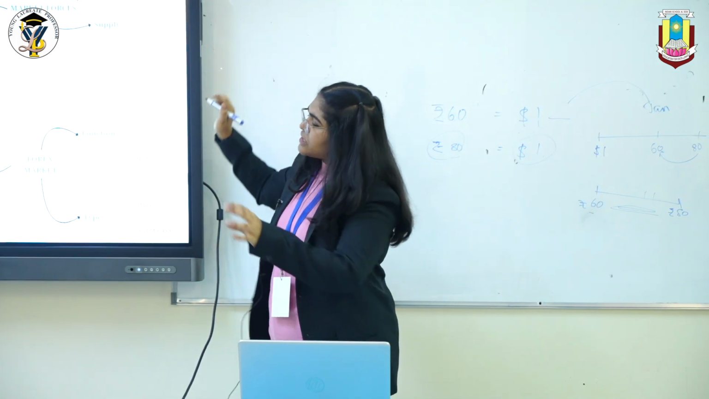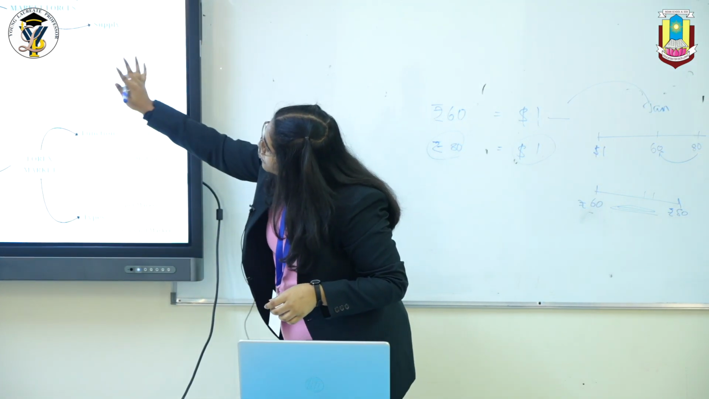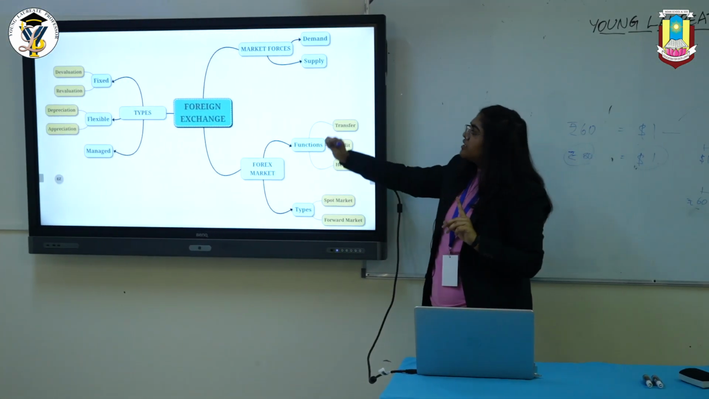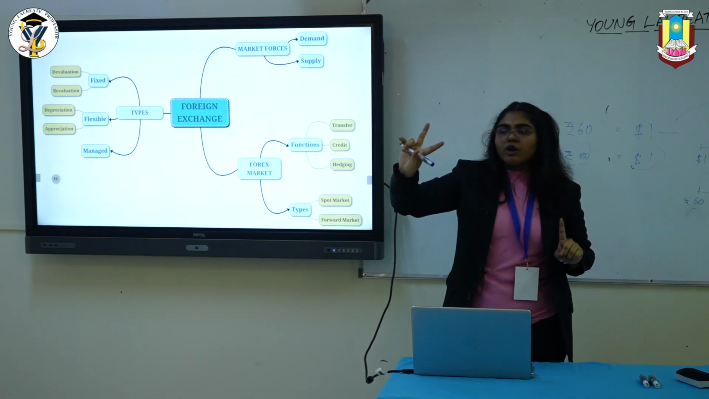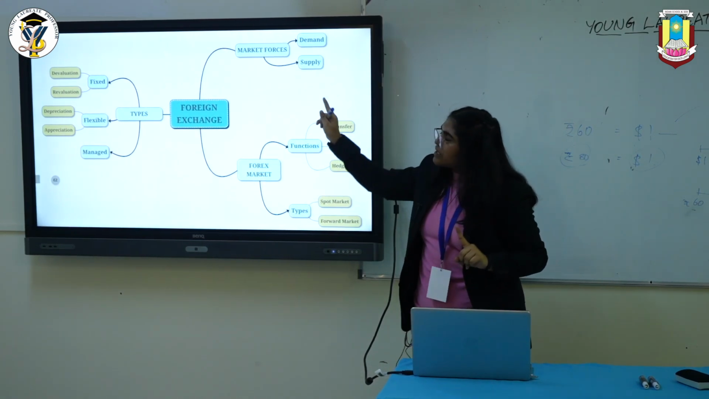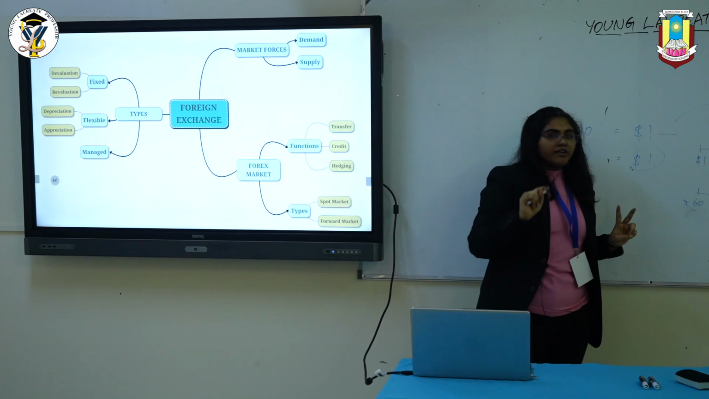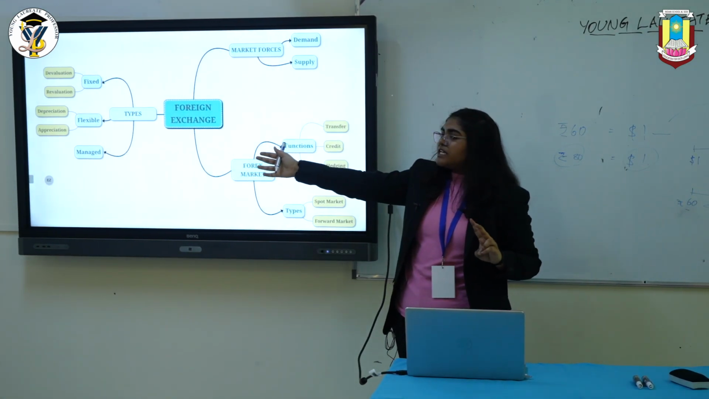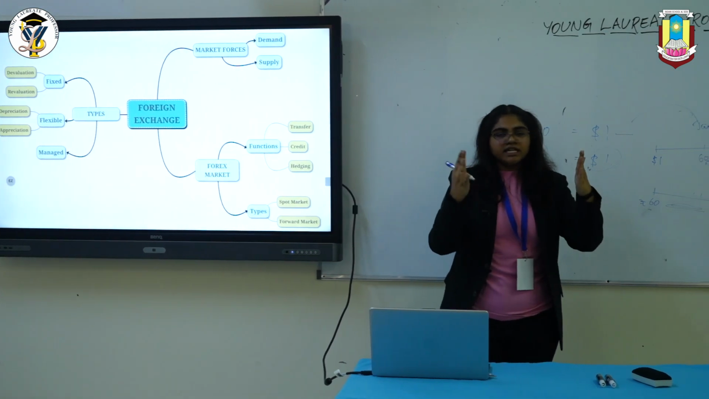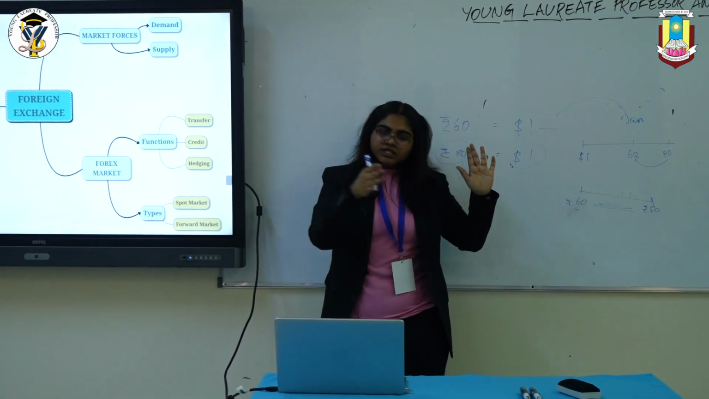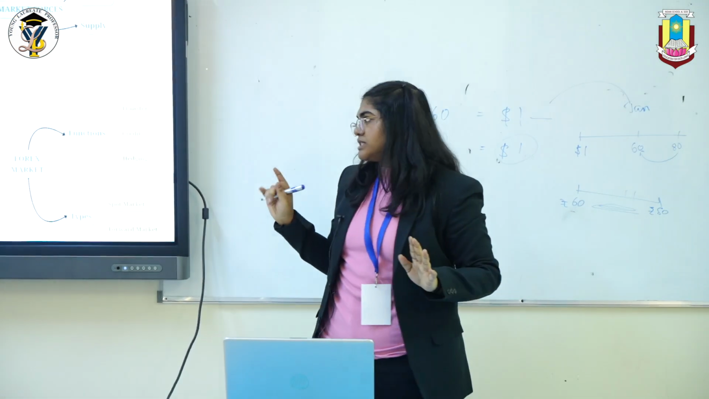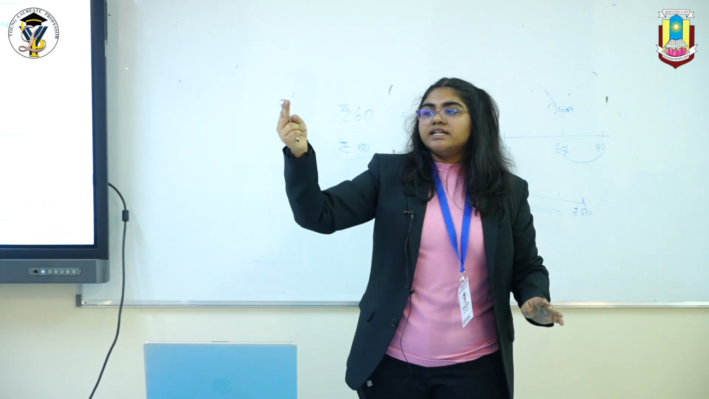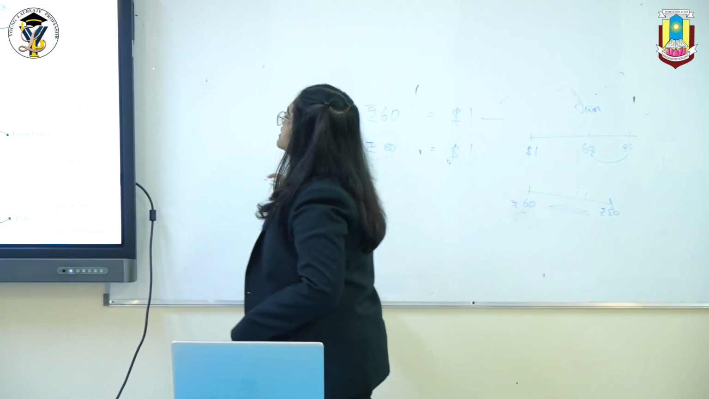This is the entire chapter. In a nutshell, we first discussed the types: fixed, flexible, and managed. Fixed by government, two terminologies used: devaluation and revaluation. Flexible by market forces, depreciation and appreciation. Then you have managed, which is a hybrid system. Government sets a limit, takes a backseat, and market forces will fluctuate anywhere between these two limits.